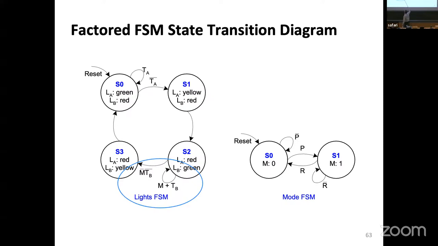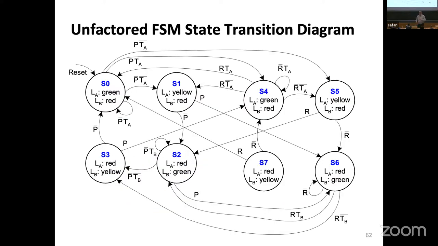I have actually one place where I am modifying my parade mode. And I have a mode FSM, which is pretty simple. This mode is zero, so no parade mode. Once you press P, you go to the parade mode. And once you press R, you go back to the no parade mode. So designing them side by side is much simpler than trying to design this one.